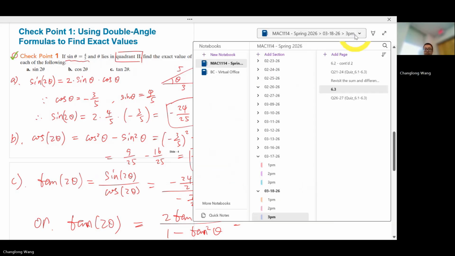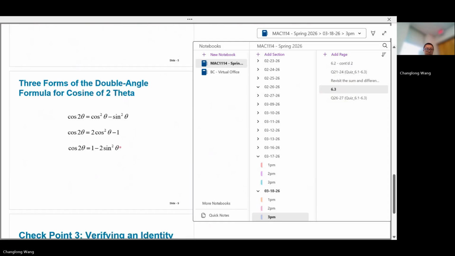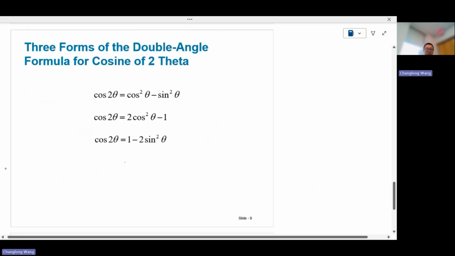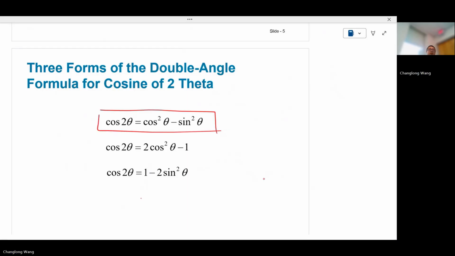All right. Now, I have some bad news for you. It turns out that we have 2 more different versions for cosine 2 theta.